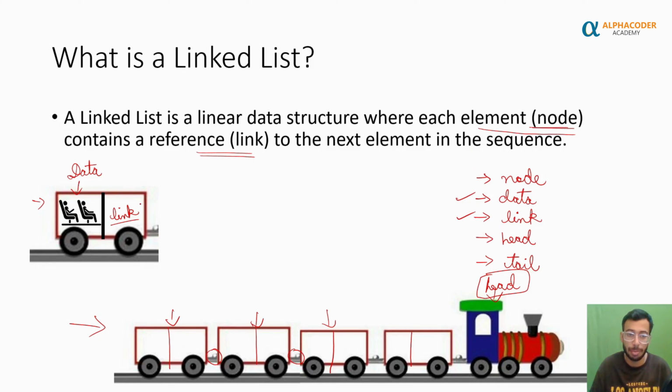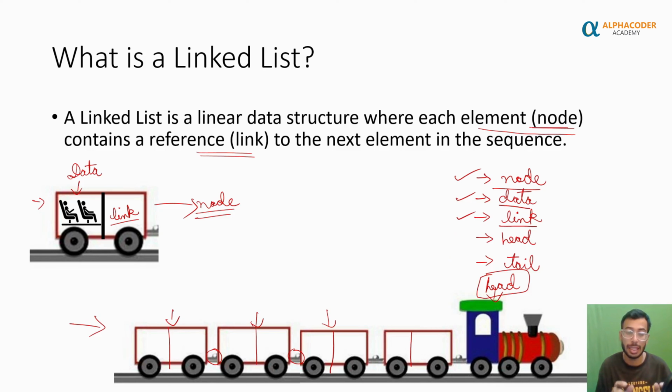Each of them is called a node. This bogie or this compartment is a node. So I hope you have got the idea about the node. There can be an infinite number of nodes in the linked list, and each node is divided into two parts. One part contains the data, and another part contains the link to the previous or the next node.